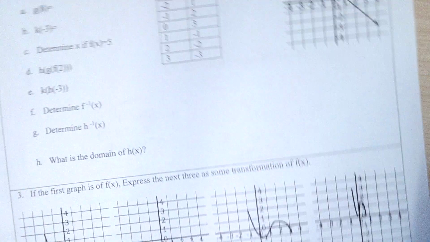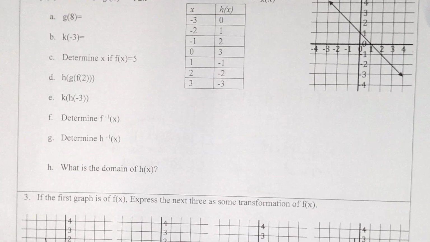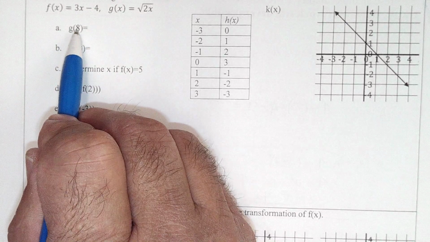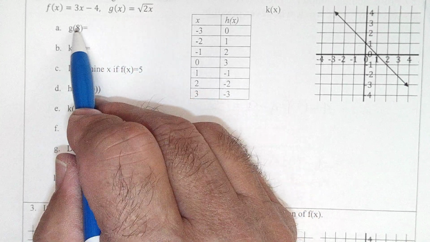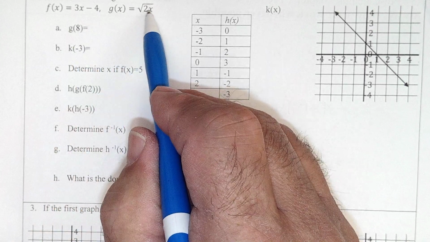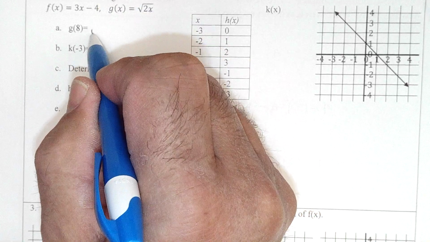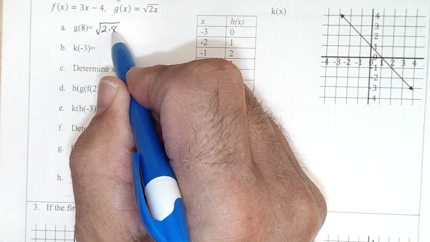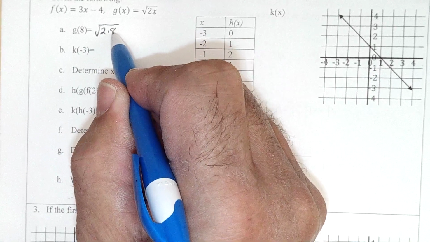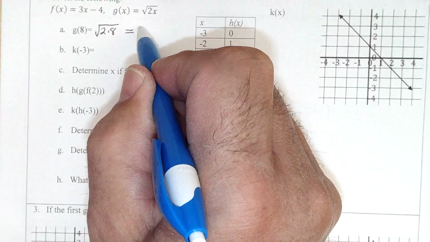Page 2. The input for G is 8. We're supposed to find G of it. So we put 8 in there. So we get the square root of 2 times 8. 2 times 8 is 16, and the square root of 16 is 4.